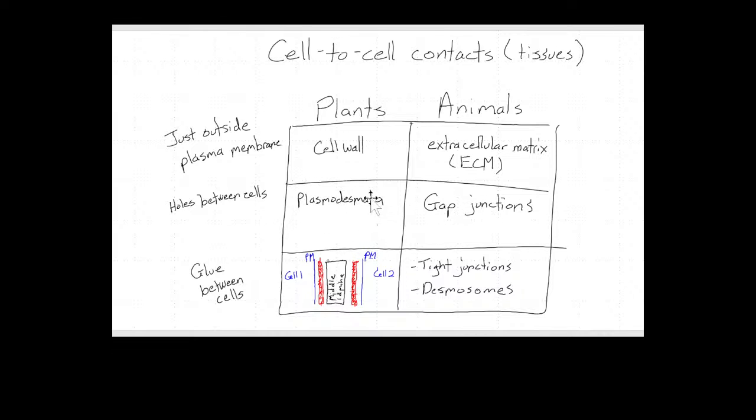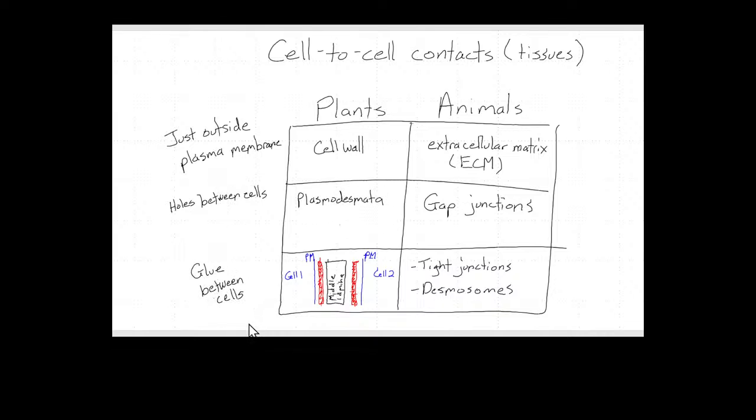I brought up in class that desmata is a term used to describe the holes in Jesus's hands from being nailed to the cross. So if that helps you remember that this is holes between cells, then good. Okay, if you think it was a weird reference, then just ignore it.